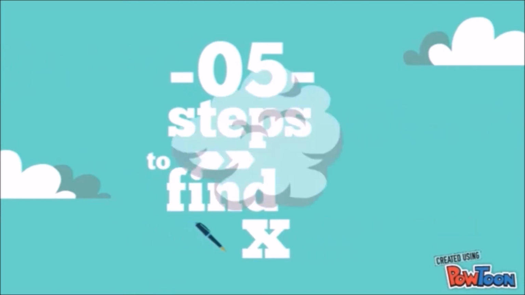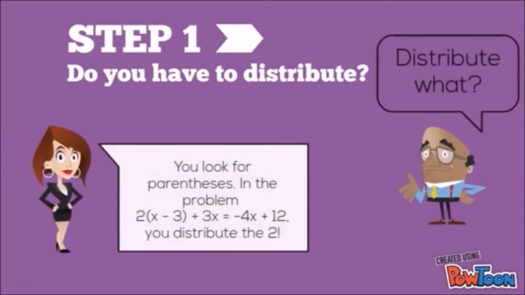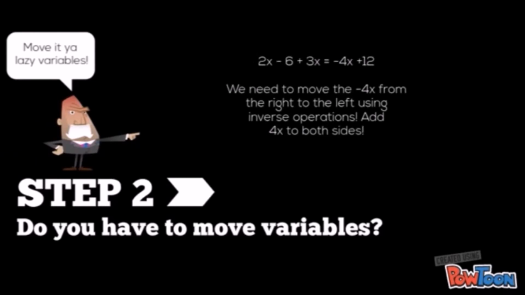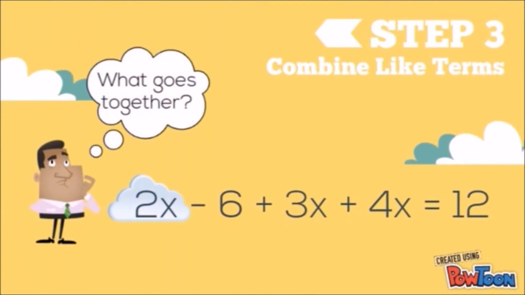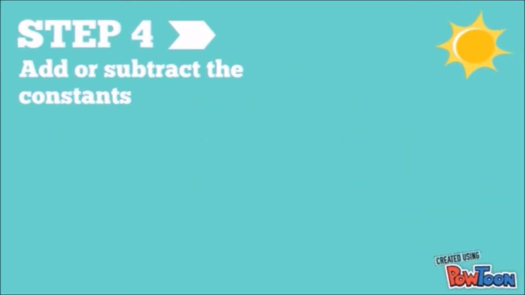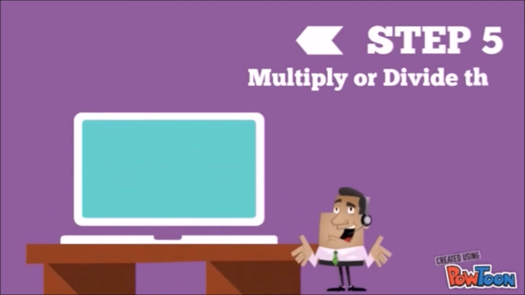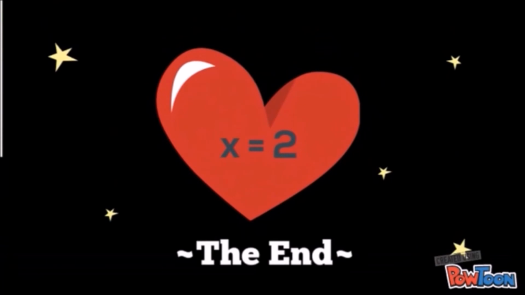5 steps to find x. Step 1, do you have to distribute? Step 2, do you have to move variables? Step 3, combine like terms. Step 4, add or subtract the constants. Step 5, multiply or divide the coefficient. The end.